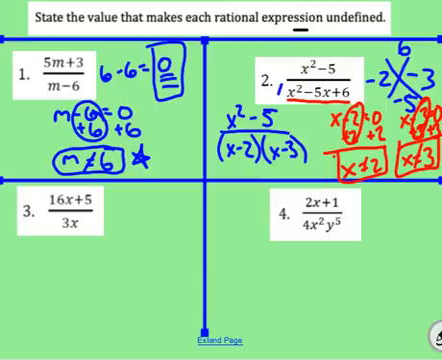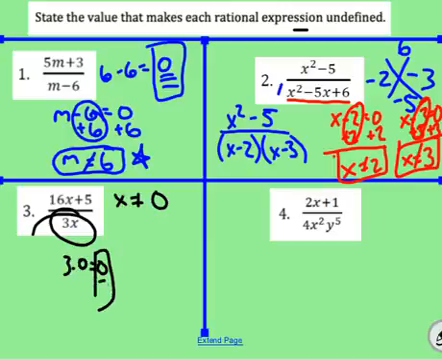Now, when we get to 3, notice 3x is by itself. So when you are worried about 3, x can just not equal 0, because 3 times 0 would have been 0, and now we have that division by 0 again. So this one is pretty self-explanatory. This is just x cannot equal 0.